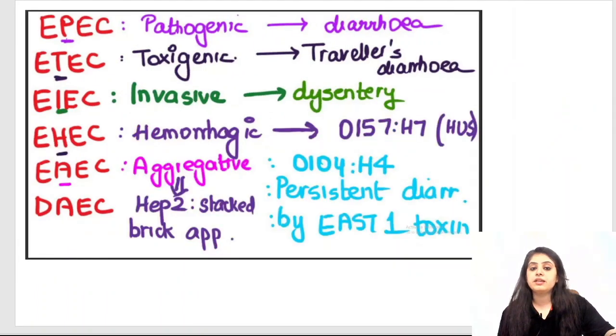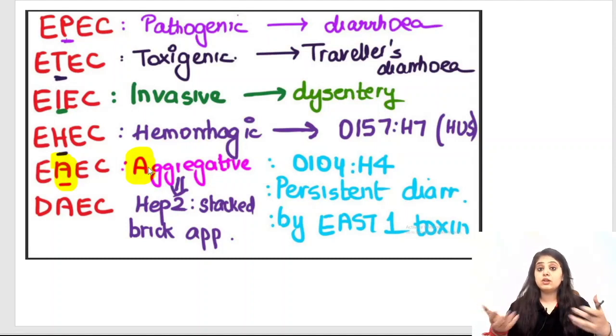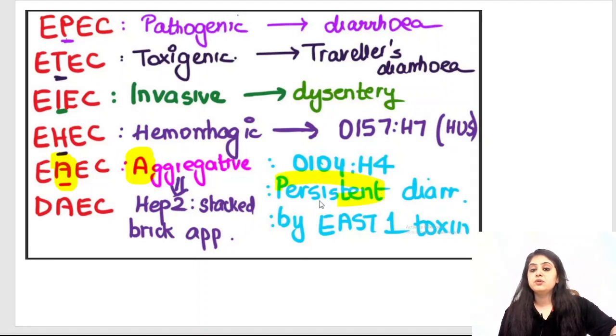Coming to the next one, enteroaggregative E. coli. Everything about aggregative. So you will say, ma'am, when there's a lot of aggregation, like all of us today in this class, we have all aggregated and we are looking at this video. Whenever there's a lot of bulk of people involved, we'll make an impact, right? So when there is aggregative, it's going to make an impact. What is the kind of diarrhea that it will cause? Persistent diarrhea.